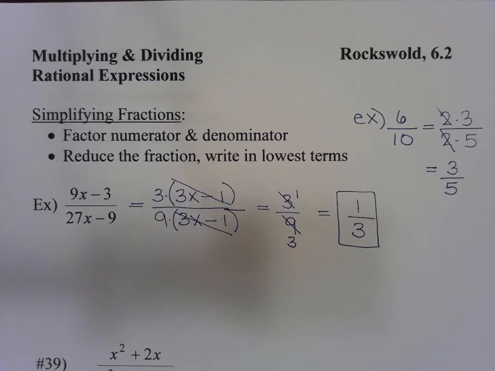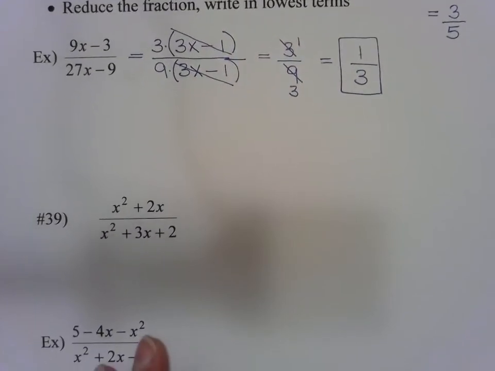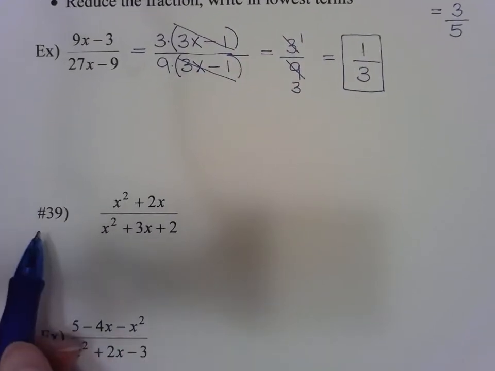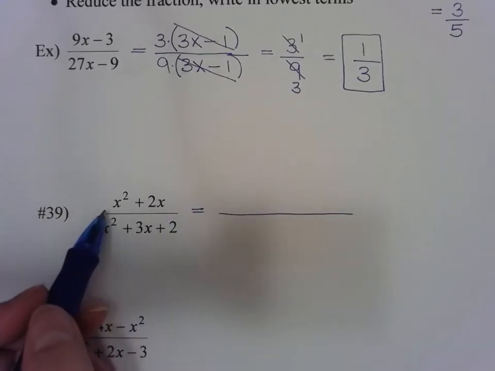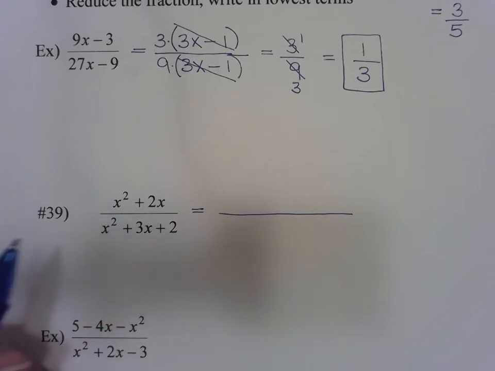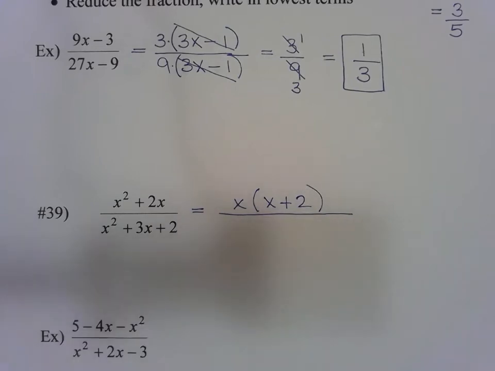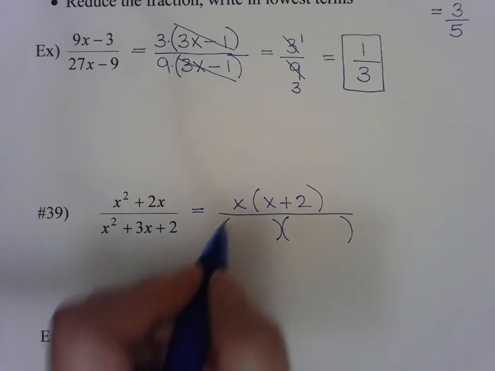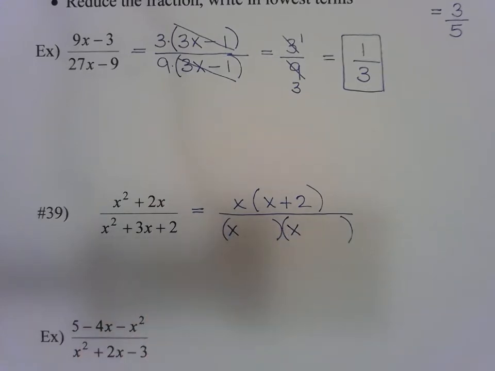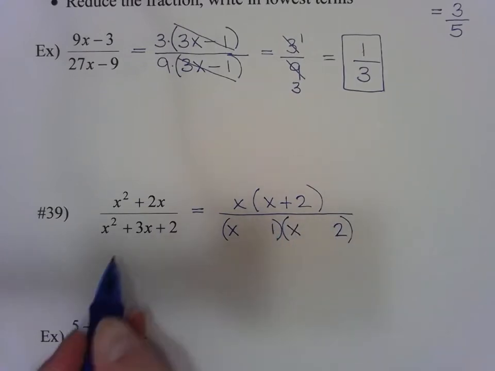All right, let's try a couple more of these before we go on, and we'll add in the multiplying and dividing. How about this one, it's from your book. If I factor the numerator, looks like I have a GCF here as well: x. And then I can factor the denominator. This one is not a GCF, so I'll make my 2 parentheses. I need 2 numbers that multiply to be 2 and add to be 3.